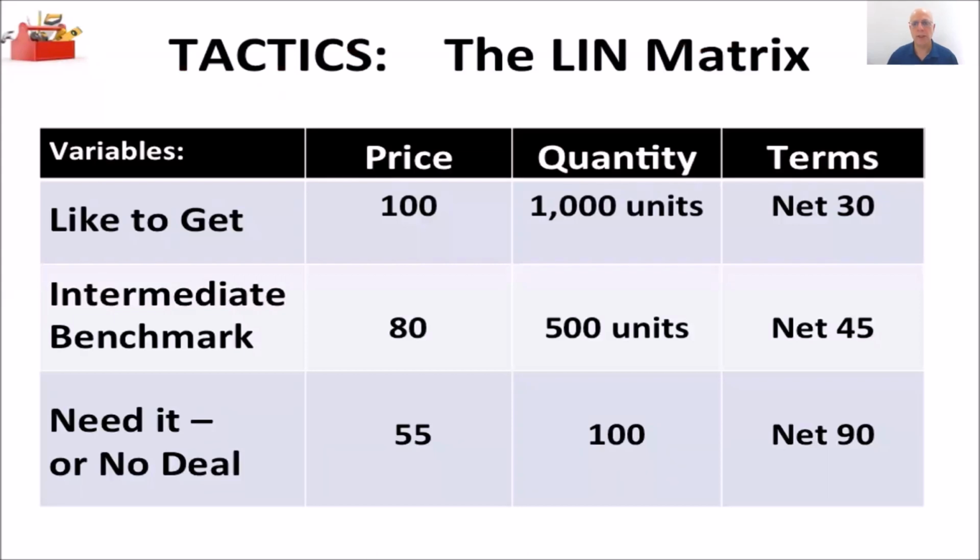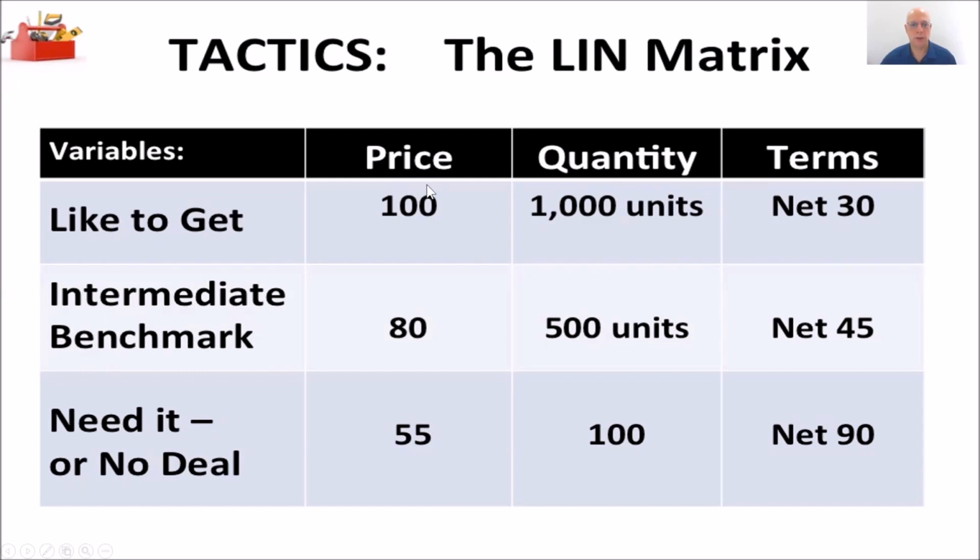So here you see a LIN matrix that is completed. You'll see that across the top, we've inserted some pretty generic variables: price, quantity, and terms. This is good if you're making a purchase or making a sale. And then across the left, the y-axis, we have scored this by what we'd like to get, our intermediate benchmark, and what we need or there is no deal.